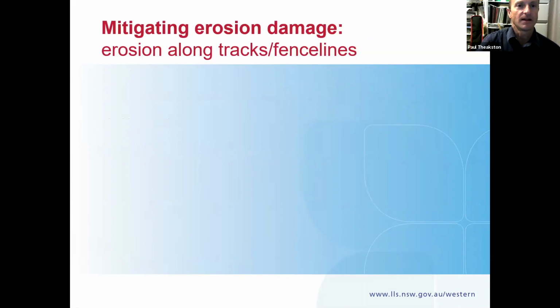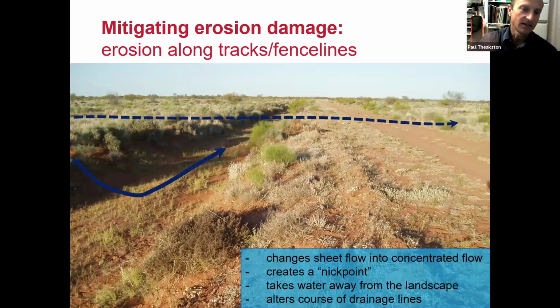So I'm going to talk about mitigating erosion damage. This is sort of that whole prevention. Hugh's mentioned these nick points, and it's all about preventing those types of things occurring. Erosion along tracks and fence lines. I know you guys have been exposed to Darrell Hill up there, and it's amazing how much damage is caused by tracks and fence lines.